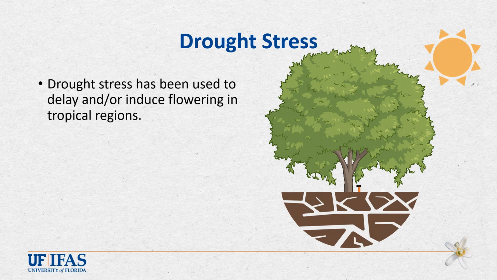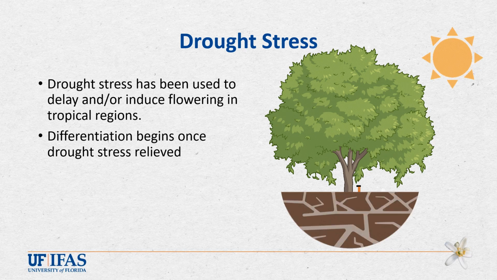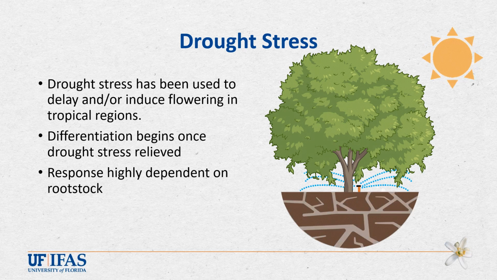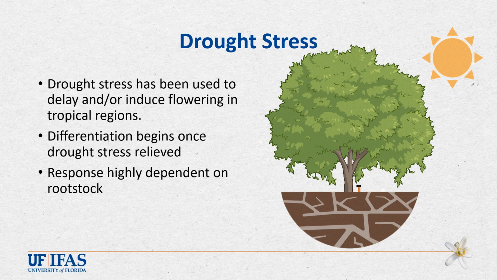Drought stress has been previously used to manipulate when flowering occurs in tropical regions. As we will see in the figure on the right, differentiation only begins once the drought stress is relieved. In this way, drought stress will delay flowering until regular watering has been reinstated. This can be very difficult to implement, as the response is highly rootstock dependent. Each rootstock is unique in their ability to tolerate a certain degree or length of water deficit, so deficit treatment would need to be tailored to each scion rootstock combination.